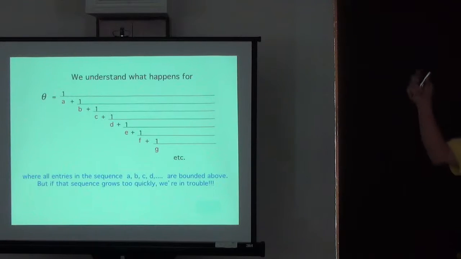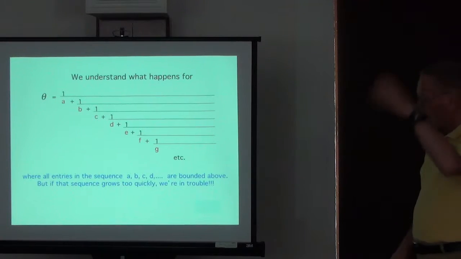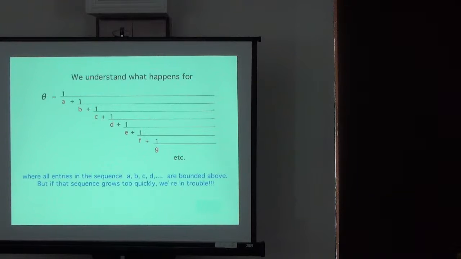Numbers A, B, C, D, whatever, they're bounded by something, 8,000, maybe 10,000, whatever. If they're bounded, then we know what happens at the limit of that sequence, and that irrational number. We understand that in paper, a single base, it's called. But if that sequence goes too quickly, we're in trouble.